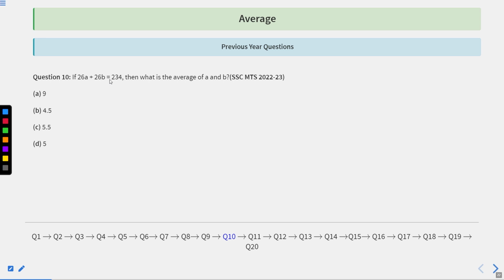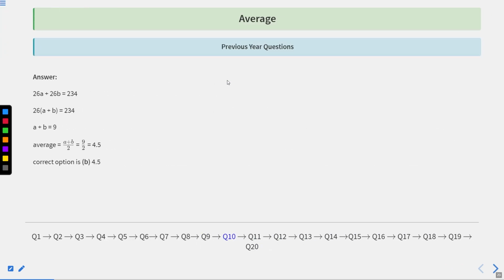So if 26A plus 26B is given to be 234, then what is the average of A and B? So to find the average of A and B, either you need to find A and B, because ultimately you are interested in (A plus B) upon 2, and until you find A plus B, the average cannot be obtained. So you have 26A plus 26B equal to 234, and you can take 26 common. You will have 26 times (A plus B) equal to 234.